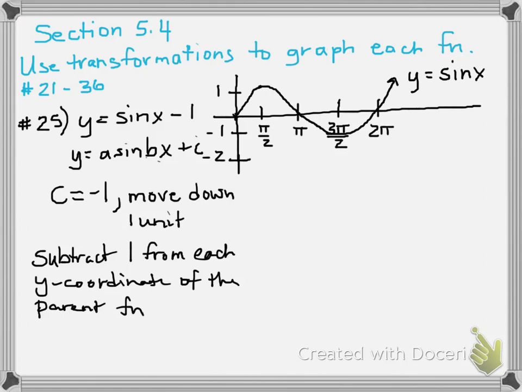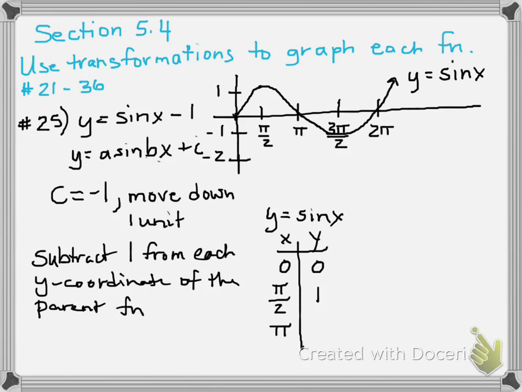So what that means is, let's say you have your parent function, which is y equals sine x, and you have your table with your x's and your y's. At x equals 0, y is also equal to 0. When x is equal to pi over 2, y is equal to positive 1. When x is equal to pi, y is equal to 0 again. At 3 pi over 2, y is equal to negative 1. That's all I have room for.